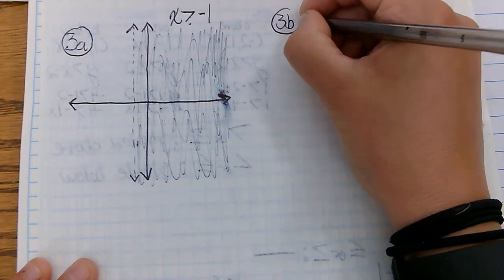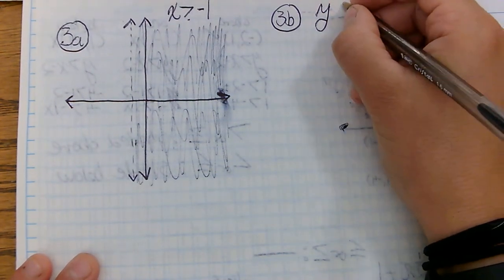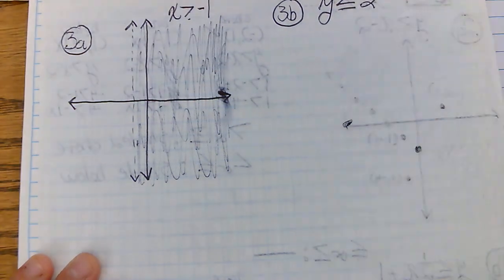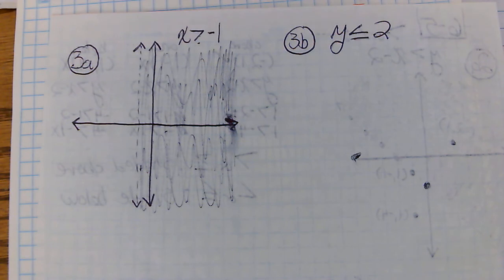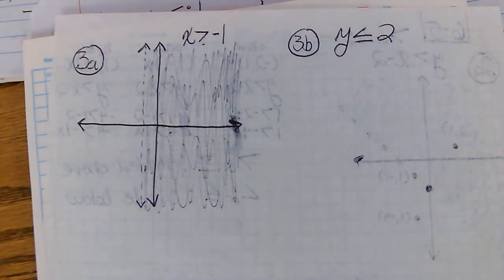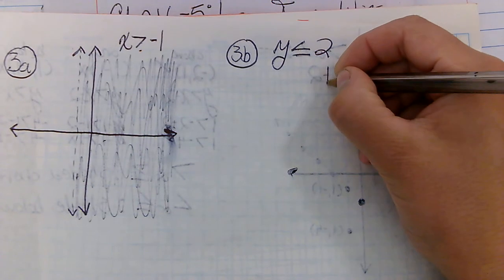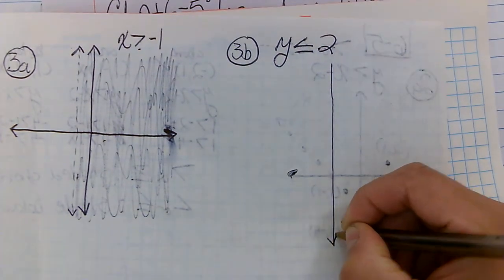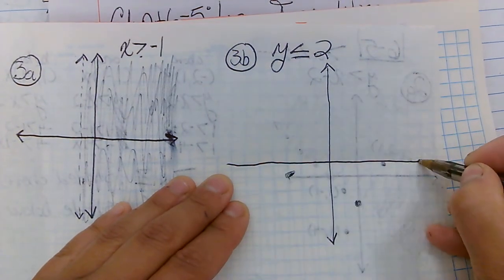This will be 3b. This time we're going to do something with y equals, but there's going to be no x value. So y is less than or equal to 2. Okay, pretend for a second that it's y equals 2. Sorry guys, my paper keeps sliding. We know that if we have y equals something and there's no x related to it, that it will be a horizontal line. Ooh, sorry, that is not a straight line there.